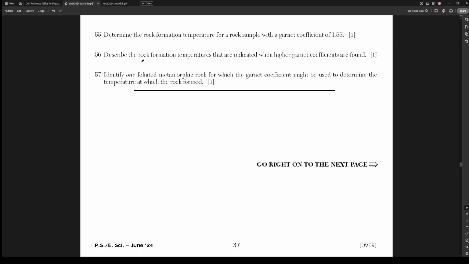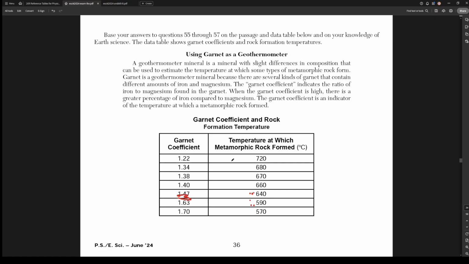So describe the rock formation temperatures that are indicated when the higher garnet coefficient is found. Describe the rock formation temperature. So here's your temperature. Higher coefficient, lower temperature. See, lower one is higher, so the temperature is dropping.